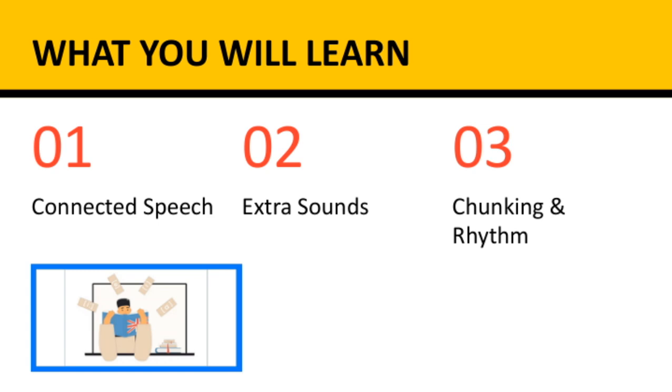Then, we have extra sounds, which include those little filler sounds or variations that native speakers often use without even thinking about it. Recognizing these can really boost your comprehension. Lastly, connected speech is about how words blend together in normal conversation, often reducing or linking sounds. Mastering these concepts will bring your language skills to a more authentic level, making your speech smoother and more natural. So, throughout this section, we'll explore how these elements fit into the bigger picture of effective communication.